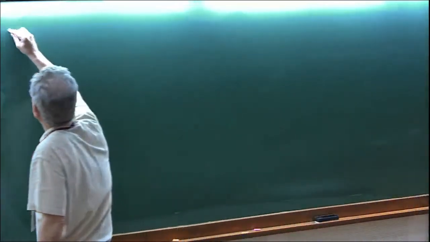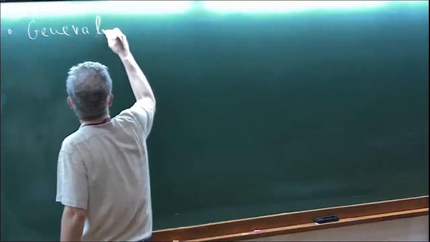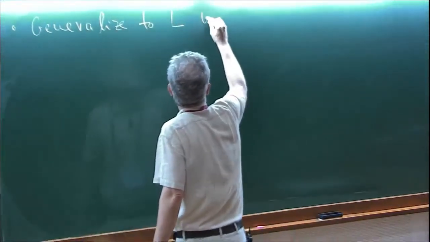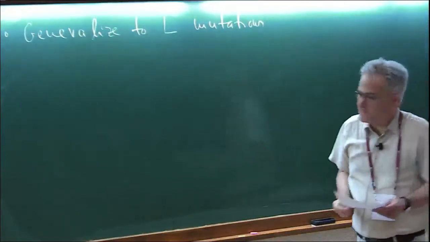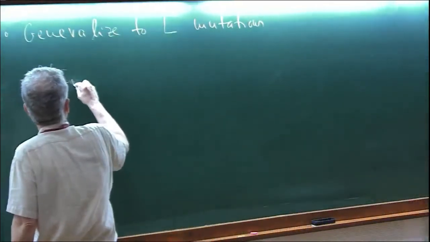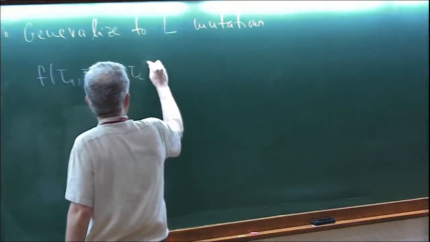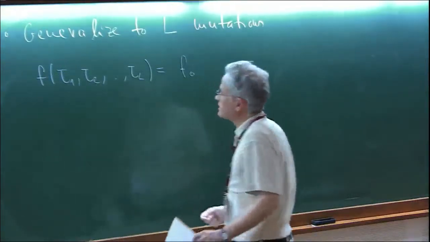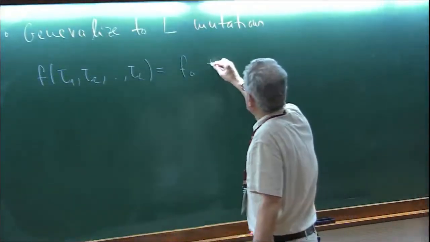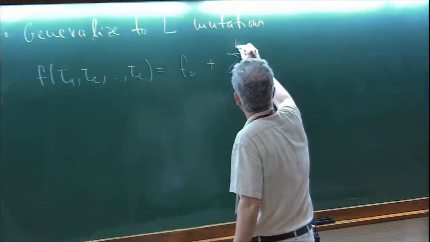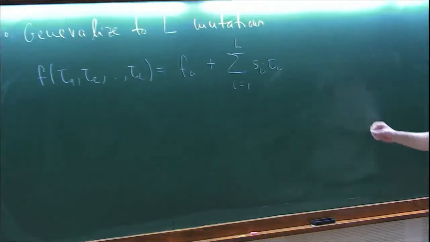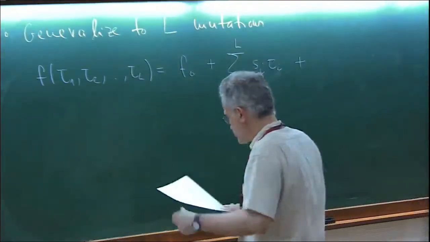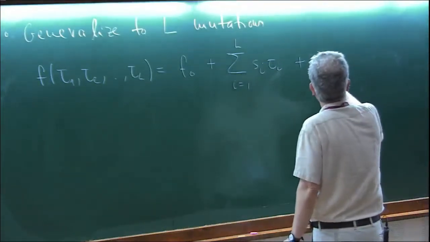Okay, so now we can generalize this to L mutations. So now I have L of these indicator variables. So the fitness is now a function of these L binary variables. And there will again be a wild type fitness, a constant term. Then there will be some linear terms, which I separate out. So this is the selection coefficient of the ith mutation. And then there will be the rest, and the rest, of course, now has to be a sum over all possible combinations of two or more mutations.